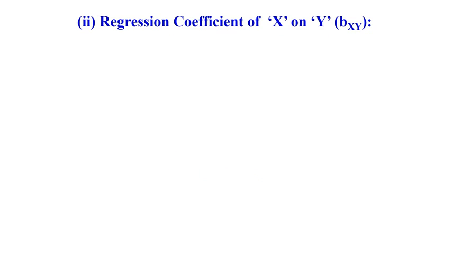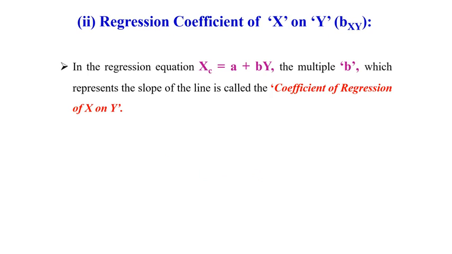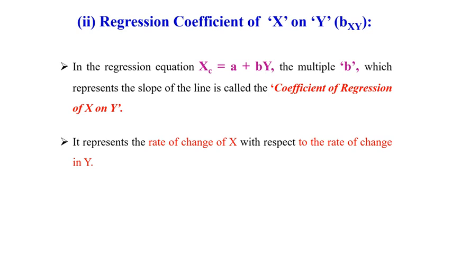Okay. Next is regression coefficient of x on y. It is denoted as bxy. So in the regression equation x equals a plus by, the multiple b, the letter b, represents the slope of the line, and it is called the coefficient of regression of x on y. X is the dependent variable, y is the independent variable here. It represents the rate of change of x with respect to the rate of change in y.